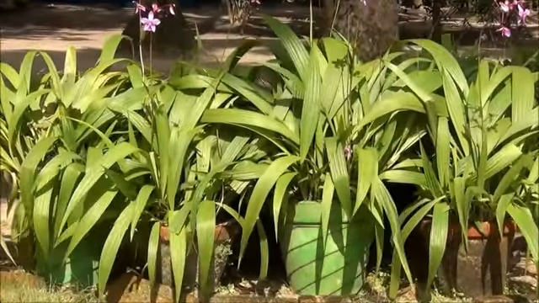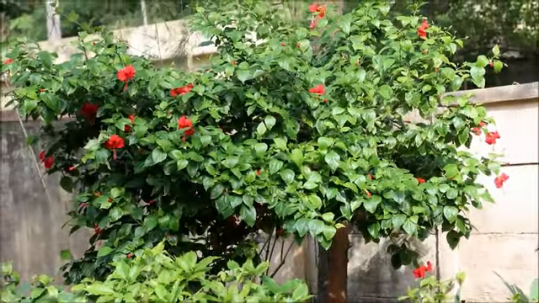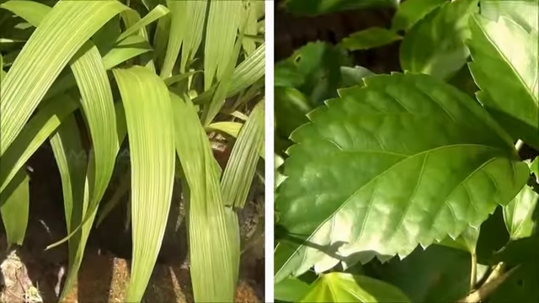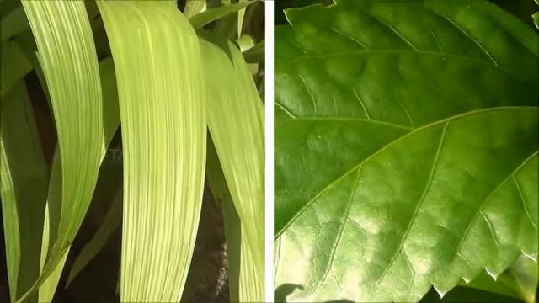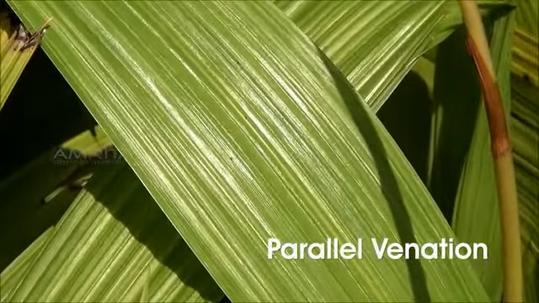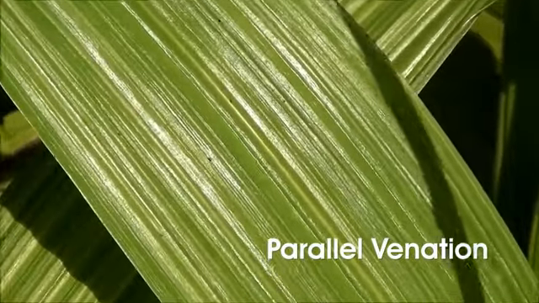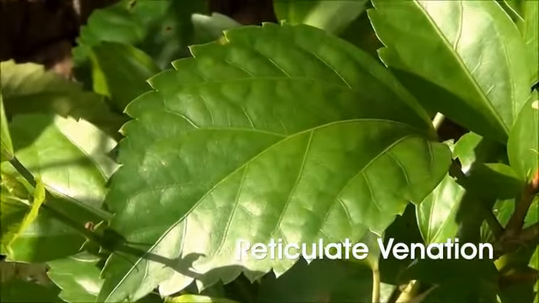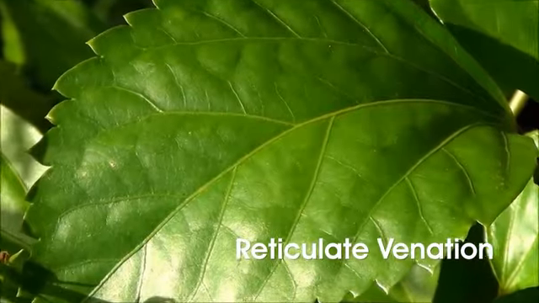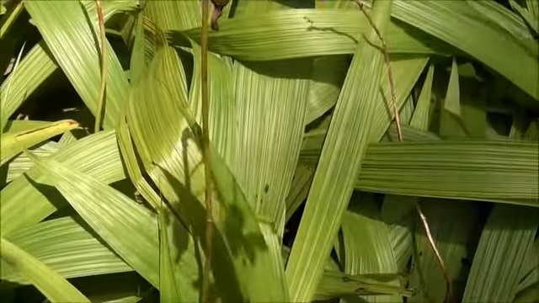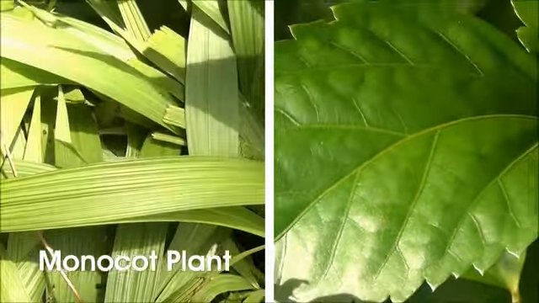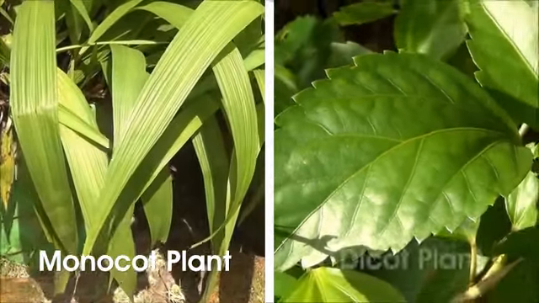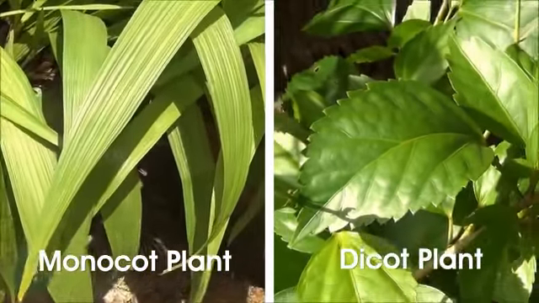Ensure that both the plants you've taken have roots, leaves and flowers. Study the leaves of both the plants carefully by observing their venation. If the leaves have parallel venation, then the plant is a monocot, and if the leaves have reticulate venation, the plant is a dicot. In our case, the venation of the orchid leaf is parallel, so it is a monocot, and the venation of the hibiscus leaf is reticulate, so it is a dicot.